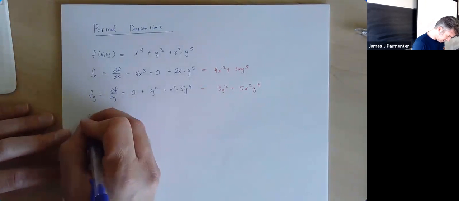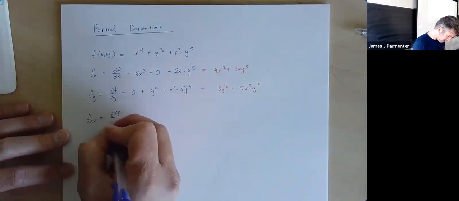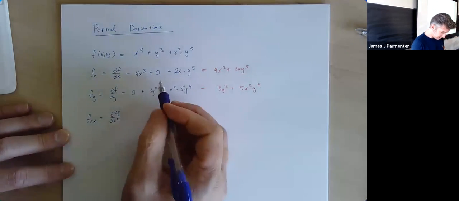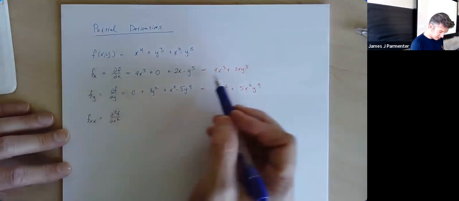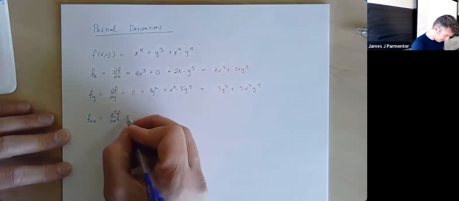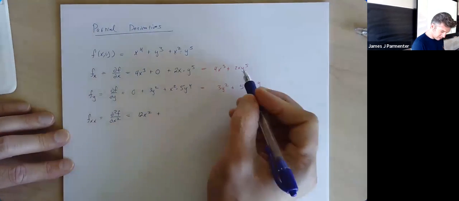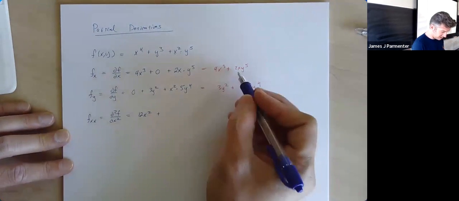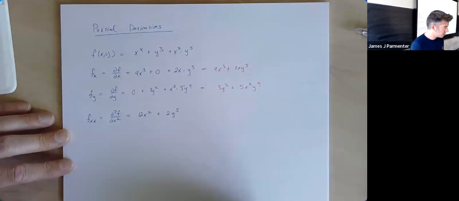We can find f x x, or del squared f del x squared. So I'm just going to take the derivative with respect to x of the derivative with respect to x. So looking over here, the derivative of 4x cubed is 12x squared. And the derivative of 2x times y to the fifth, or 2x times the constant, is 2 times that constant.